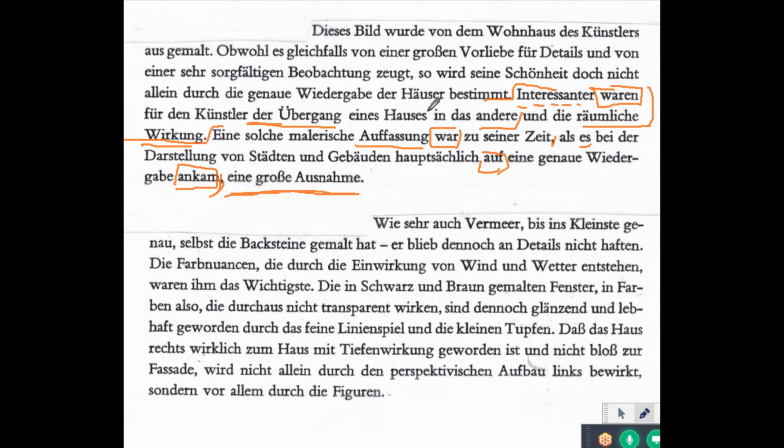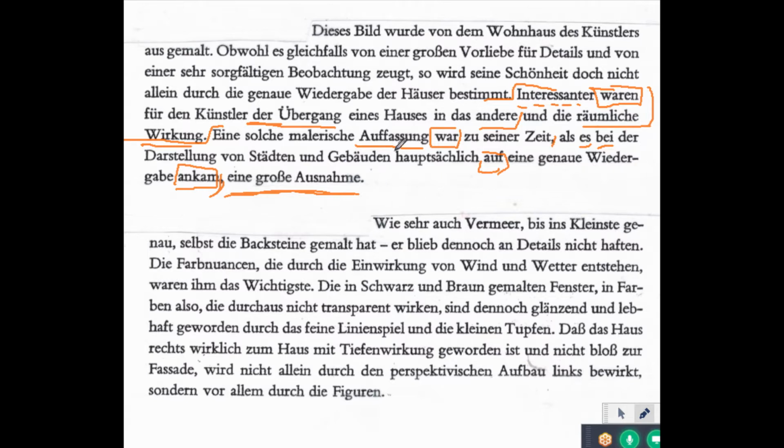As it, there's no antecedent of the es, but it's just a general reference to the conception earlier mentioned. As it, in the case of, always with bei, you're safe by saying in the case of plus the dative. As in the case of the representation of cities and buildings, primarily was dependent upon, and then auf takes the accusative, an exact reproduction. So that was what was normally accepted in his time for that sort of exact representation. But his work represented an exception.